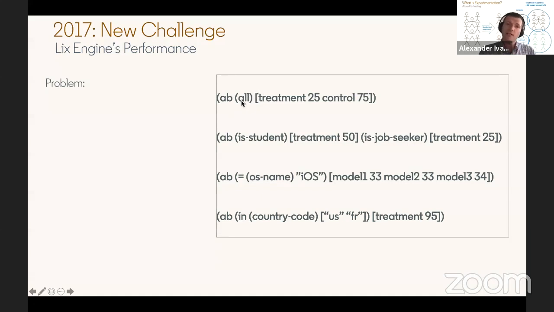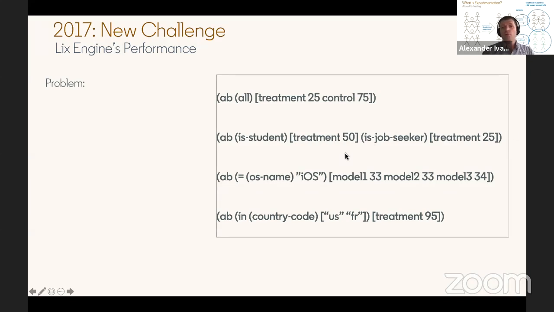The first DSL means that we target the entire population of LinkedIn, and we assign 25% of the population to the treatment and 75% to control. And for example, the second DSL means that we put 50% of students into the treatment group and 50% into the control group. And the second clause here means that we put 25% of job seekers who are not students into the treatment group, and the rest of them go into the control.